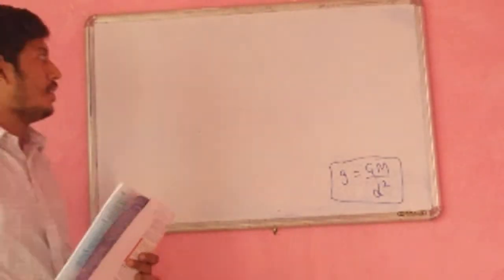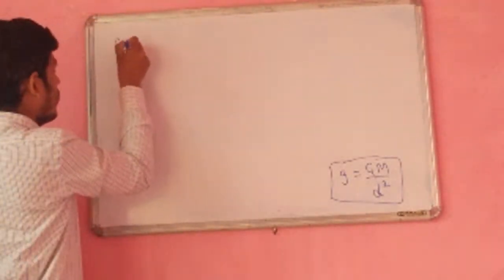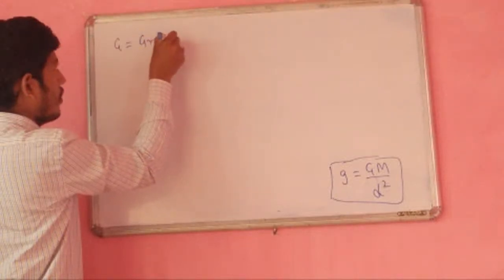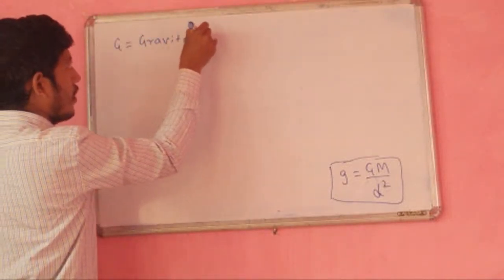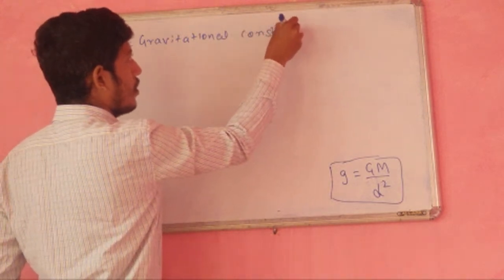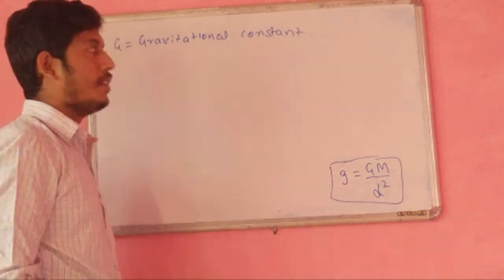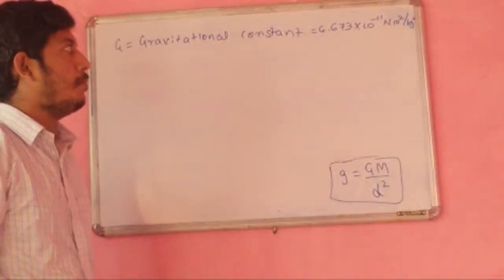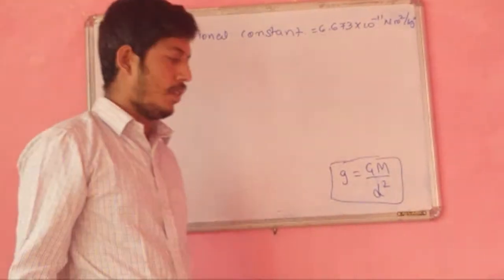Okay, what we have to consider here, G is the gravitational constant, and its value is 6.673 into 10 raised to minus 11 Newton meter square per kg square.